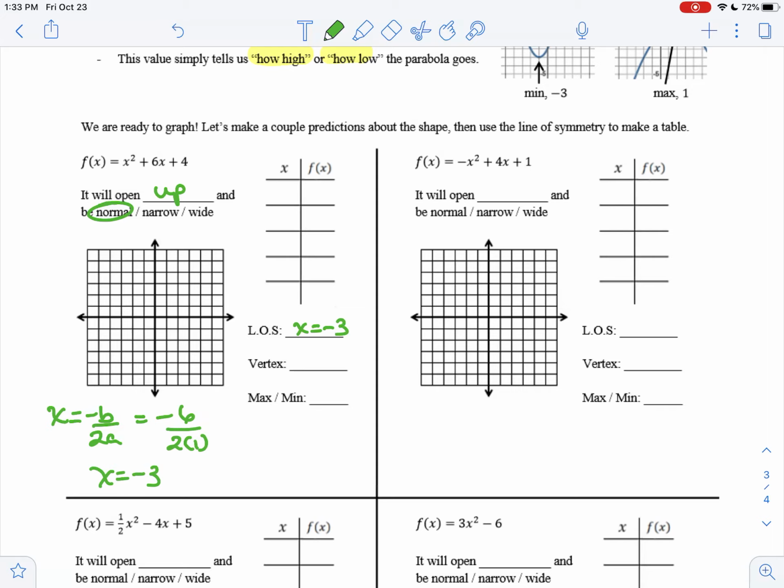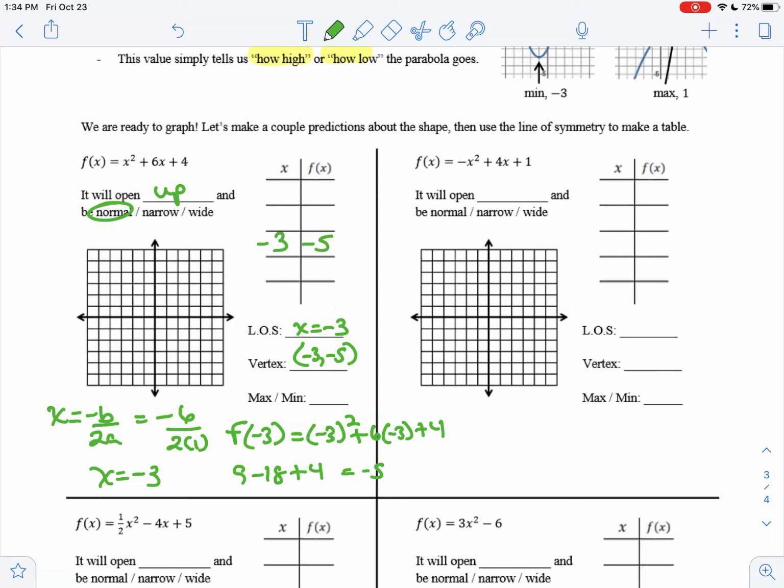So our line of symmetry, they're calling LOS, that's our symmetry line. And so we're going to put our x equals negative 3 here. And to finish our vertex, we're going to plug that in. So f of negative 3 is negative 3 squared plus 6 times negative 3 plus 4. So that's 9 minus 18 plus 4, which is negative 9 plus 4, which is negative 5. So negative 3, negative 5 is our vertex.